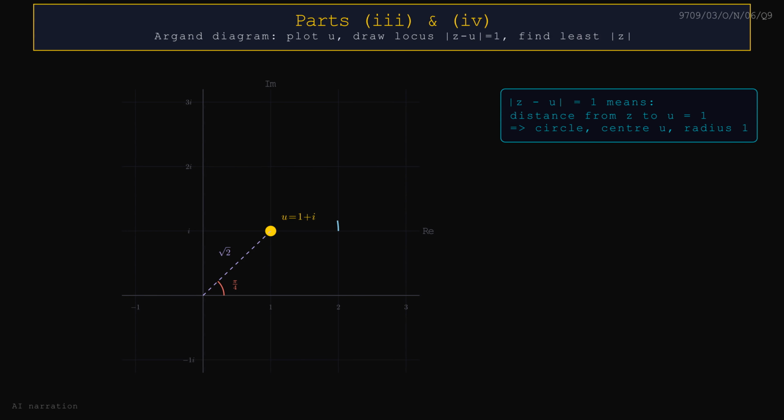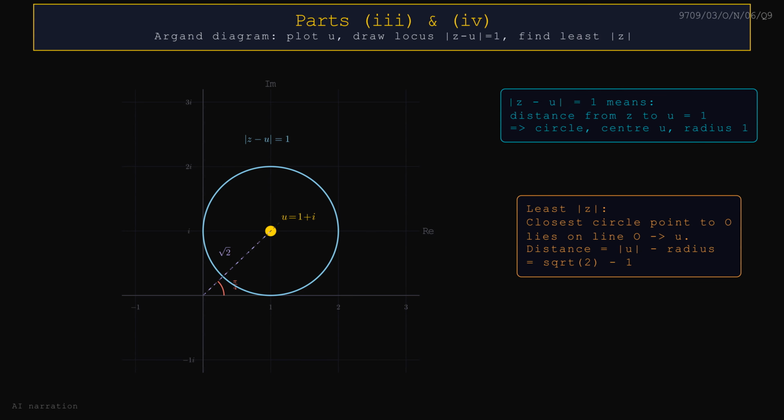Show modulus root 2 and argument pi over 4 from the origin. Draw the locus, a circle centered at u with radius 1. The least modulus of z is the point on the circle closest to the origin, modulus of u minus the radius, root 2 minus 1. Working: modulus of u is root 2, radius is 1, so the minimum modulus of z is root 2 minus 1.